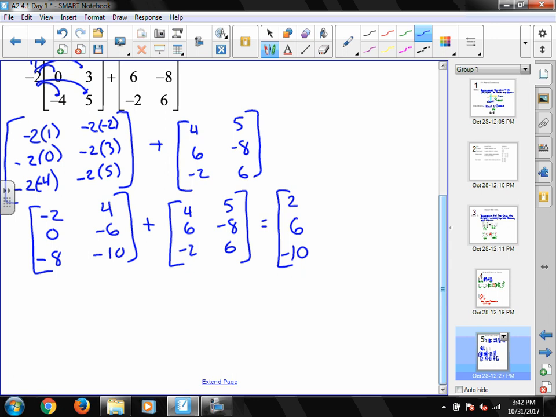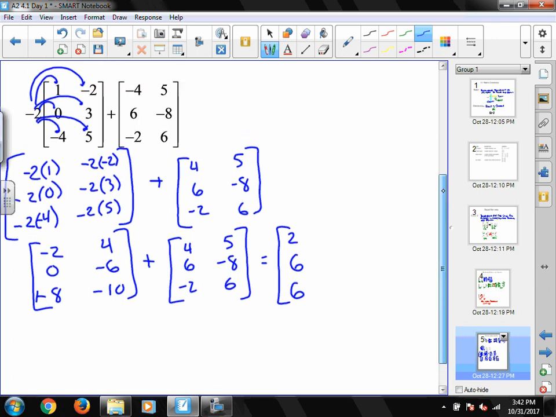Actually, that 4 should be negative, so this should be a positive 8. So positive 8 plus negative 2 is going to give me 6. And this should be a negative 4. Holy cows. Mistakes all over the place. Oh well. That's why we do this. So easy to make mistakes. Make sure you keep your signs right. I've told you guys from day one, that's usually my downfall.